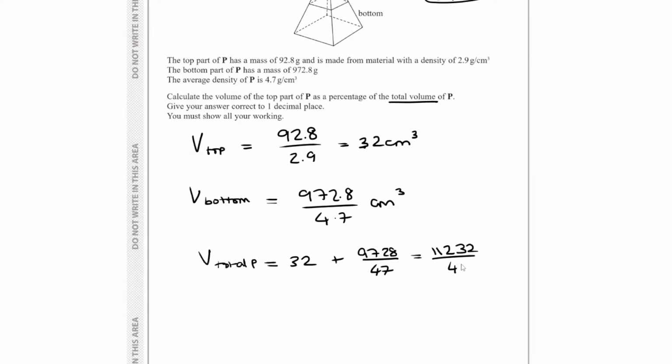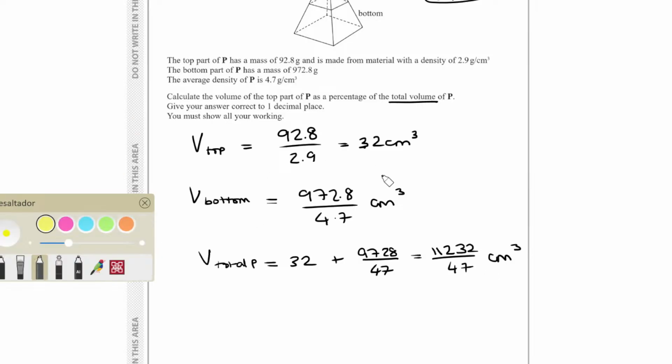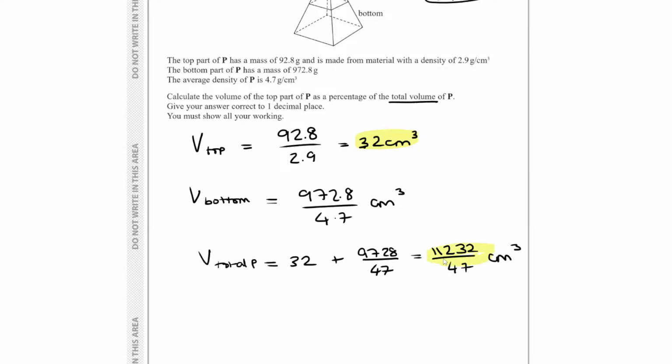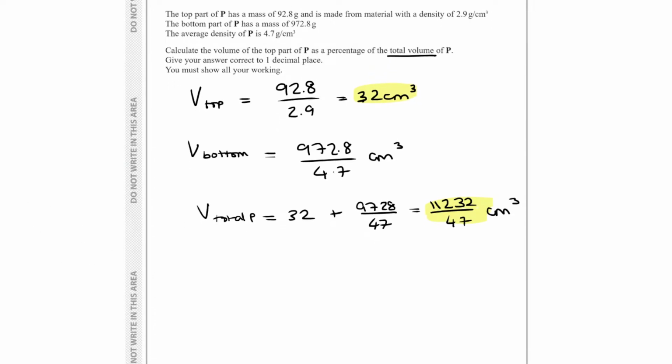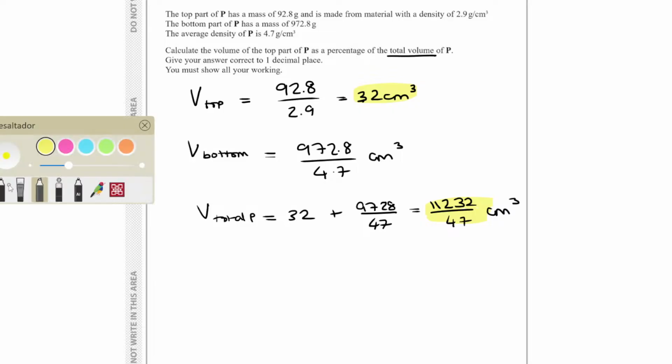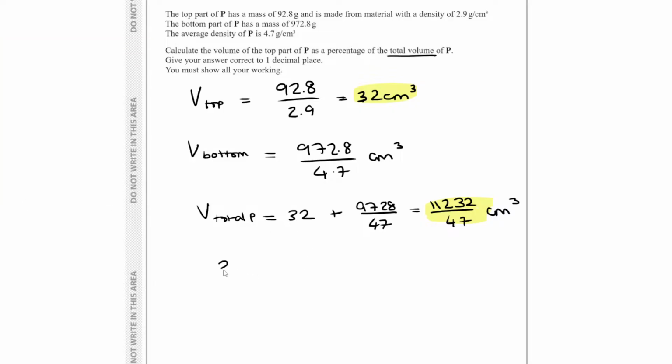Over 47. Okay, fine. No, not over 45, over 47. Right, so then the last thing is just making it into a percentage, isn't it? Percentage, so the top divided by the bottom. The top divided by the total, isn't it? So this 11,232 over 47.